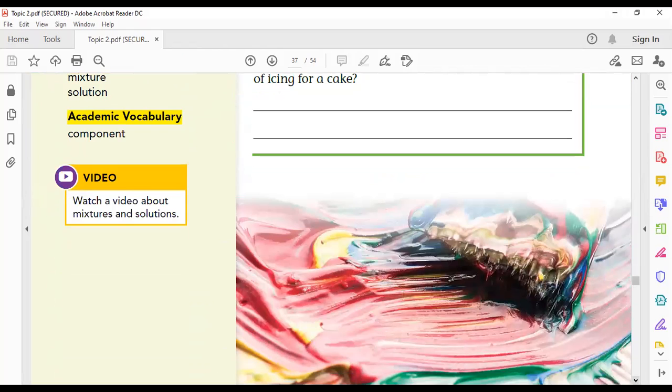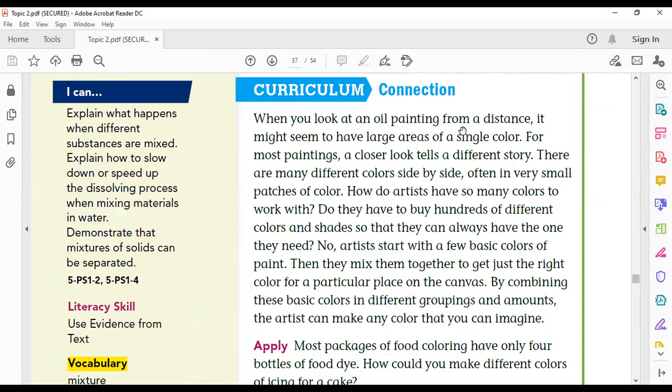Look here, what's this? This is a mixture of colors, okay? When you look at an oil painting from a distance, it might seem to have large areas of a single color. For most paintings, a closer look tells a different story. There are many different colors side by side, often in very small patches of color. So, if you look at any painting, it seems that it's made up of one color, but actually it is made up of many colors.